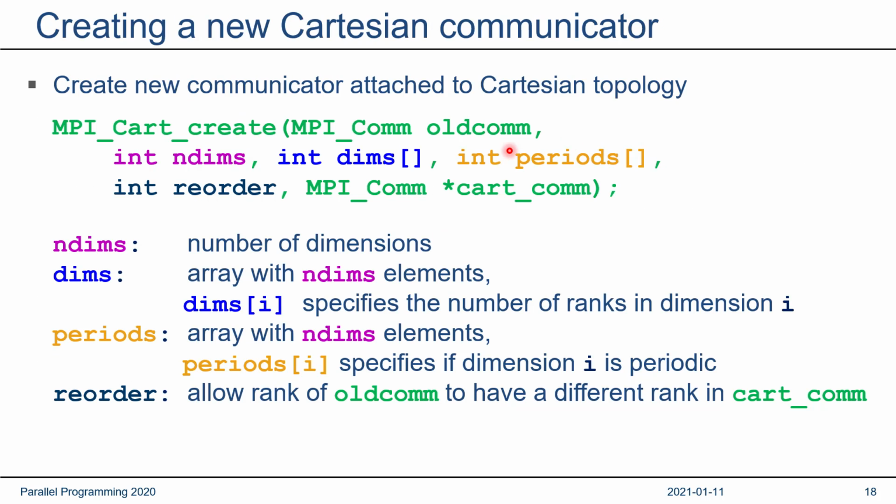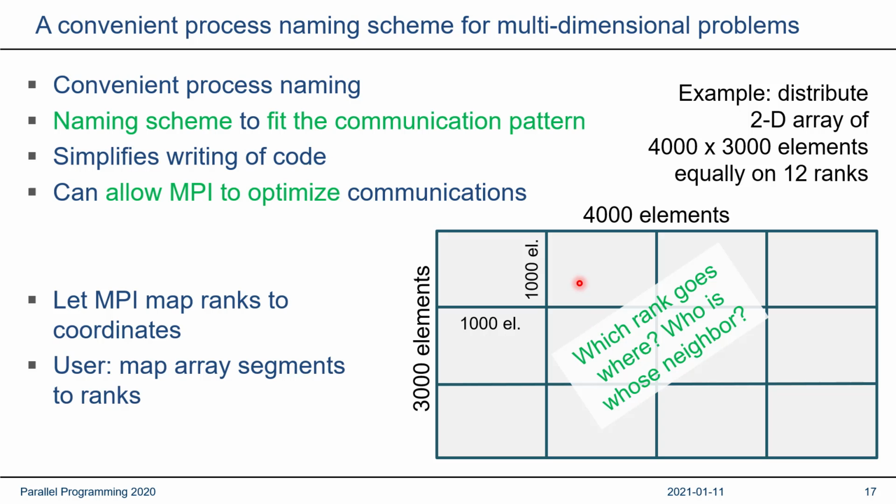There's another array called periods. Periods specifies in index I if dimension I is periodic. So if periods contains a 0, it means non-periodic. If it contains a non-zero element, it means the dimension is periodic. This influences the neighborhood relations, whether or not this process will have an upper neighbor. If the y dimension in this grid is periodic, then the upper neighbor of this rank will be this rank down below here. If the dimension is non-periodic, then there will be no upper neighbor.